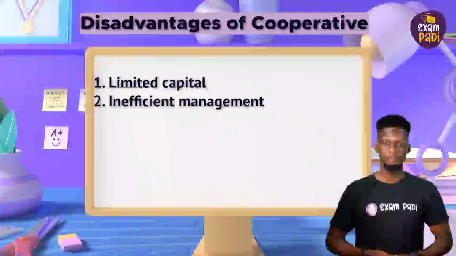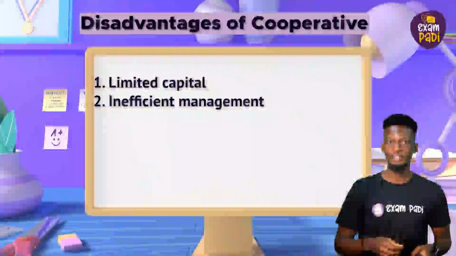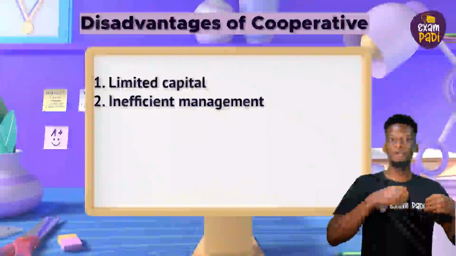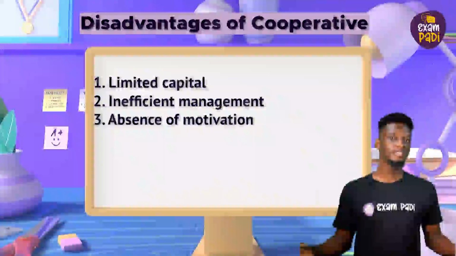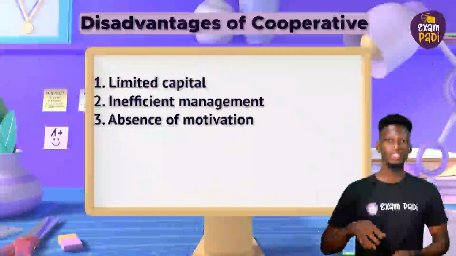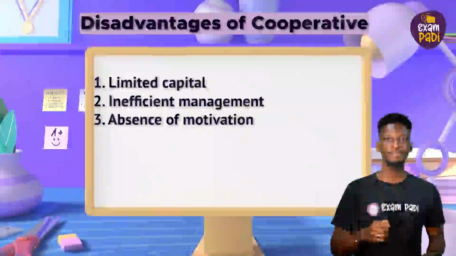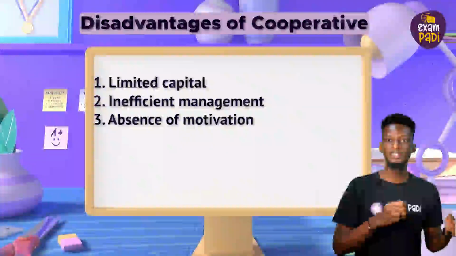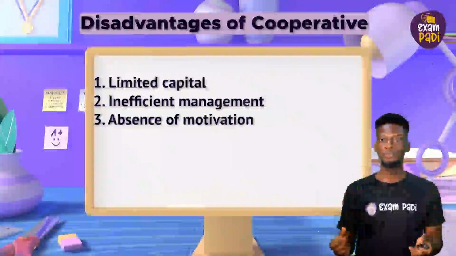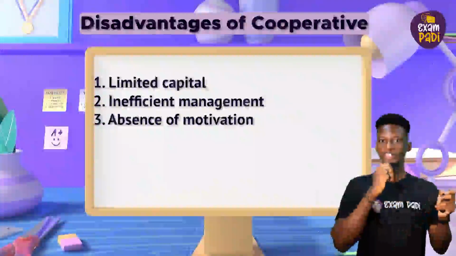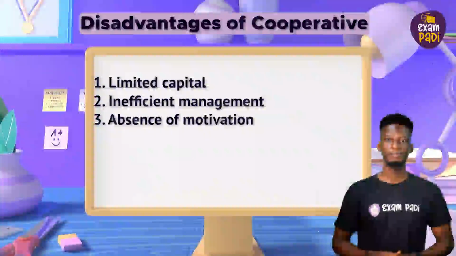Inefficient management. The management of a cooperative society is generally inefficient because the managing committee consists of part-time and inexperienced people. 3. Absence of motivation. A cooperative society is formed for mutual benefit, and the interest of individual members is not fully satisfied. There is no direct link between effort and reward. Hence, members are not inclined to put their best efforts into a cooperative society.